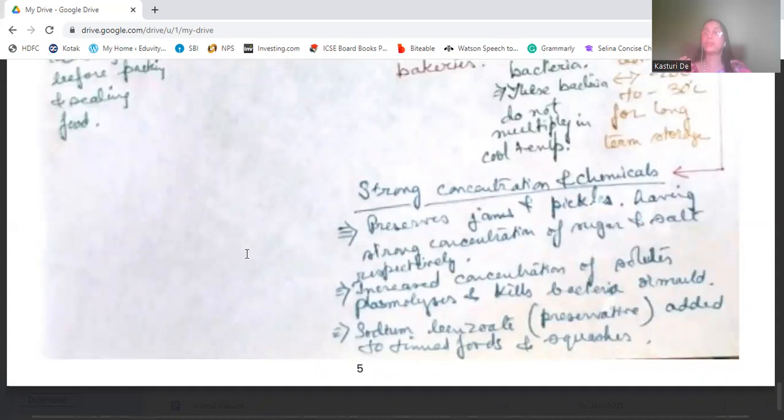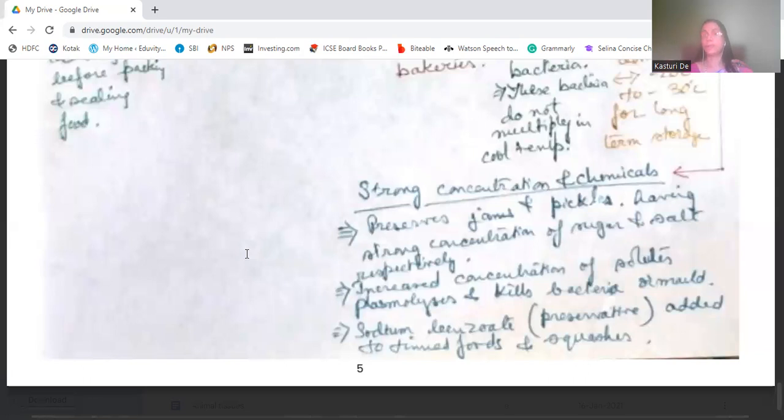Plasmolize means it will take away the water from the bacteria or the mold cell, and it will dehydrate it. So it will die. Now, sodium benzoate is used as a preservative. It's added to tinned foods or squashes. Sodium benzoate is a preservative which is added to tinned foods and squashes to make them germ-free.